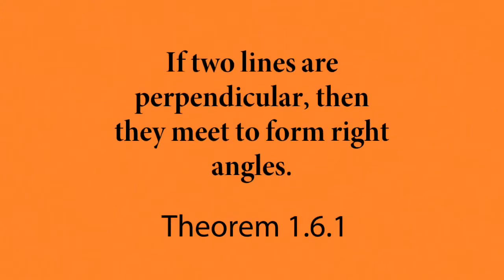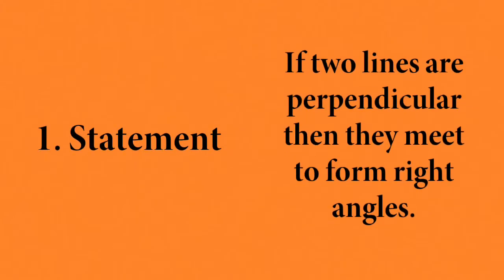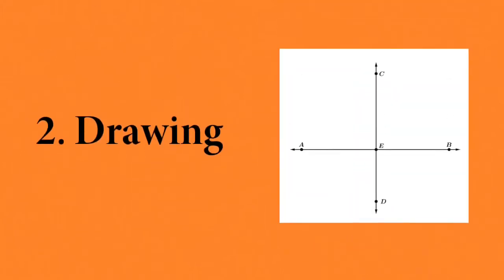This seems like a lot of pieces, but let's see how they all fit together in action. We will prove the theorem: if two lines are perpendicular, then they meet to form right angles. First, we must clearly identify our statement. In this case, it is simply rewriting the theorem we are proving.